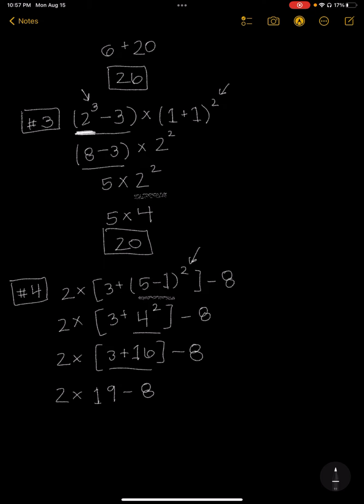All right, now that we got rid of the parentheses and the brackets and even all of the exponents, we have to do the multiplication or division first. And so we've got this multiplication problem right here. 2 times 19 is 38. And then now we just have one operation left, which is subtraction. And 38 minus 8 is 30. And there we have it, order of operations.